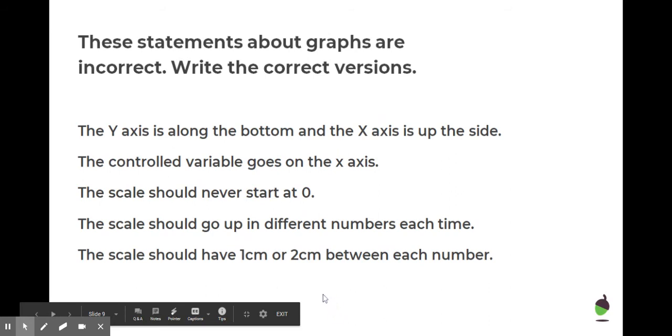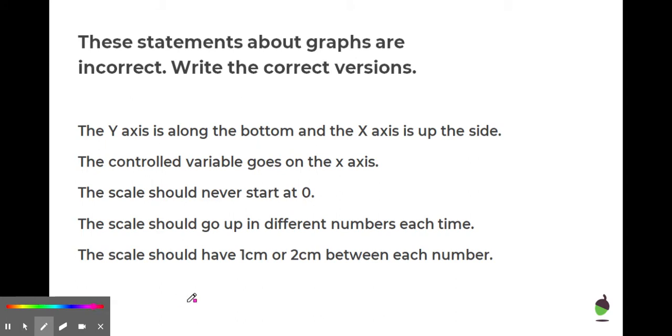Okay, so what I'd like you to do now is write out these statements about graphs. The problem is they're wrong. So I'd like you to write them out, but correct them as you go along. So pause the video now and have a go at that.